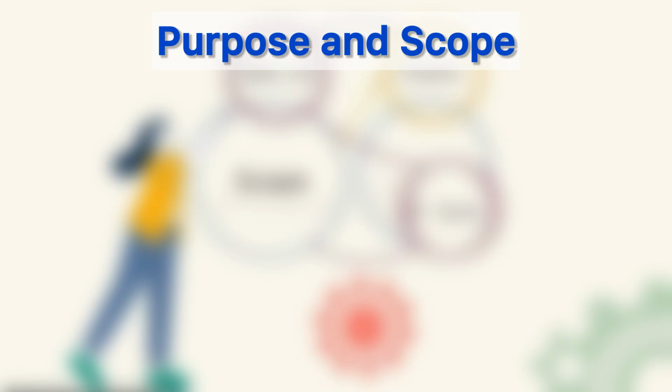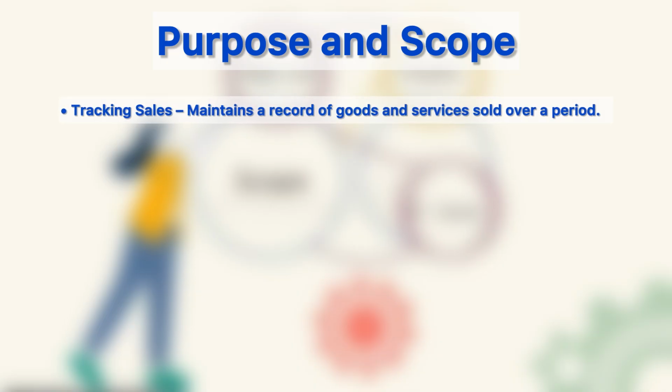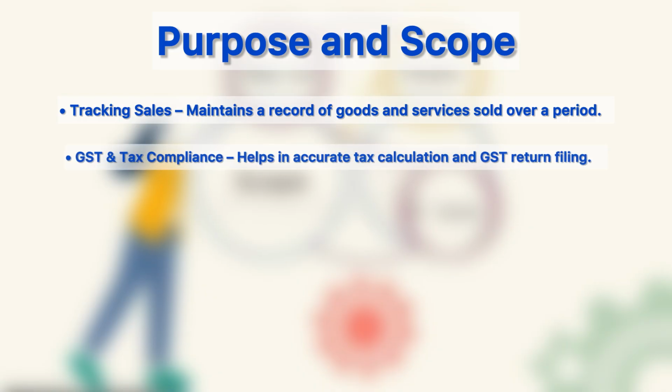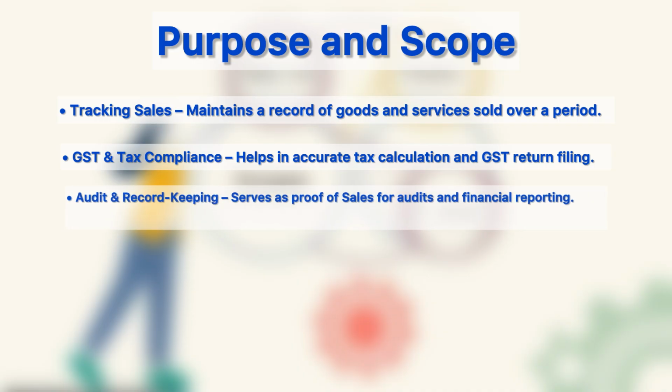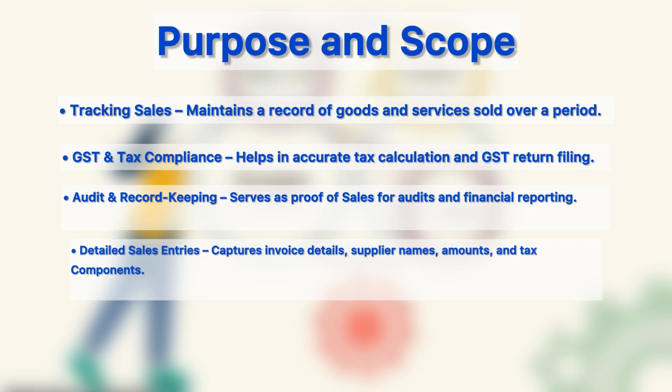Let's discuss the purpose and scope of maintaining a sales register and the purpose of pulling it every month. First of all, the sales register is for tracking all the sales done for a period. It is also required to calculate the GST on the sales done by the entity. We need this record for the purpose of audit and record keeping. This contains all the detailed information about the sales, and also at a product level we can pull the details.